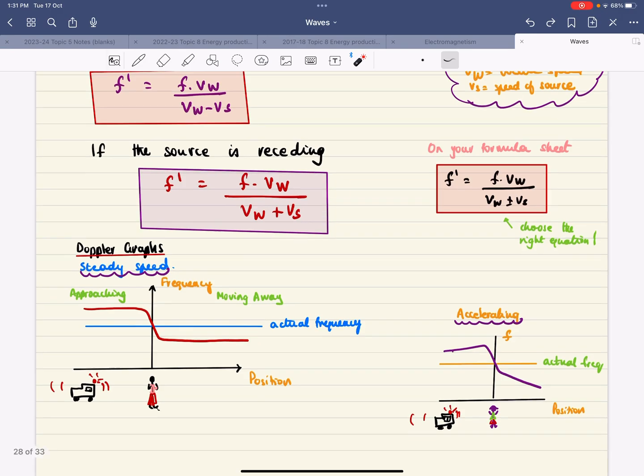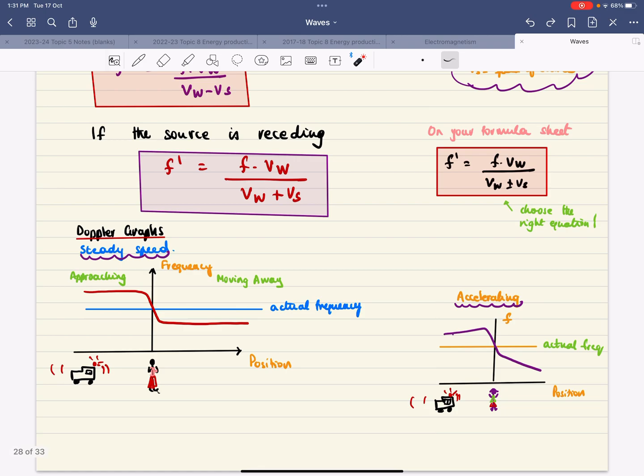However, if the car or whatever it is, the vehicle, is accelerating, then it will be an increasing higher pitch, and then it's going to drop down. This is the actual frequency at this time, and then it will be a decreasing pitch when it moves away or accelerates away.